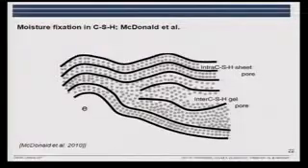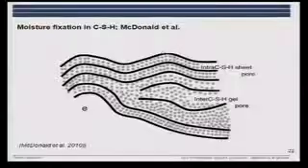And this is a recent figure of a model proposed by Peter McDonald and co-authors based on NMR data. And here you can see, again, the sheets of the calcium and silicon. You have the intra-pore with water, and then you have the inter-sheet pore, which are slightly larger.